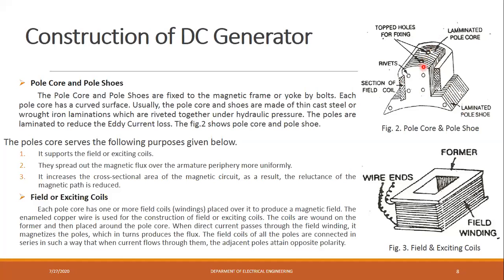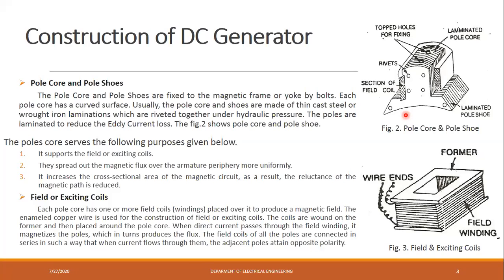The function of the pole shoe is to support the field winding mounted on the poles, so the pole shoe will support the field coil or exciting coils. Again, uniformly the pole shoe will spread out the magnetic fluxes into the magnetic field system. As well as it will increase the cross sectional area. So if cross sectional area increases, due to that reluctance will automatically get reduced. Okay, so this is about the pole core and pole shoes. Again, magnetic field coils or fixed coils, exciting coils.